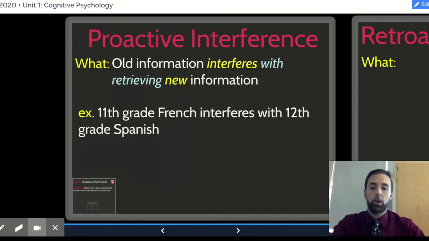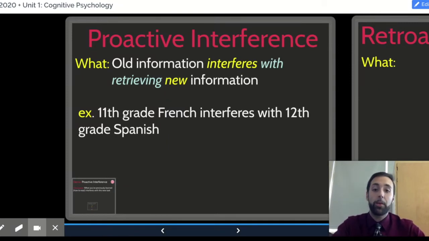Proactive interference occurs when old information learned earlier in life is interfering with your ability to learn new information, and it's confusing you, for example, on a test. So, for example, let's say you spent your 9th, 10th, and 11th grade learning French, and for whatever reason you decide to learn Spanish your 12th grade year. If you're taking a Spanish test and you're struggling to conjugate a word because you can't get that French that you learned years ago out of your head, you're experiencing what's called proactive interference.